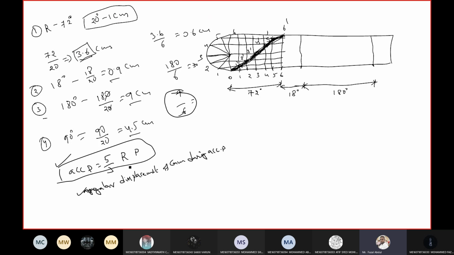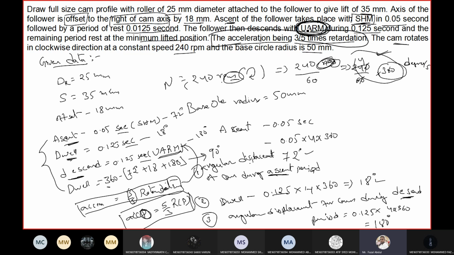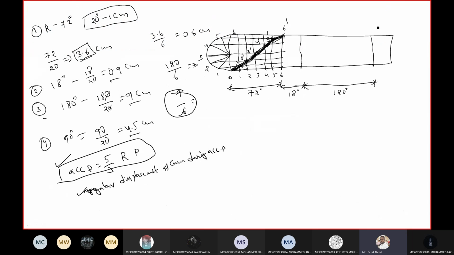So it means that in uniform acceleration and retardation, the acceleration is 3 by 5 times the retardation. It means retardation and acceleration are not equal for this third stage. For the first stage, simple harmonic motion, acceleration and retardation are the same. Here this is the rising period, this is the dwell period, this is the falling period, this is the dwell period. For this also, you have the ascent and descent, because some types of cams have irregular surfaces.